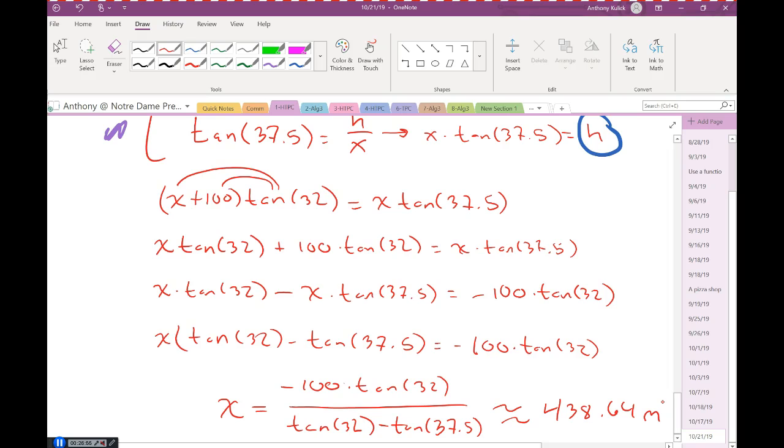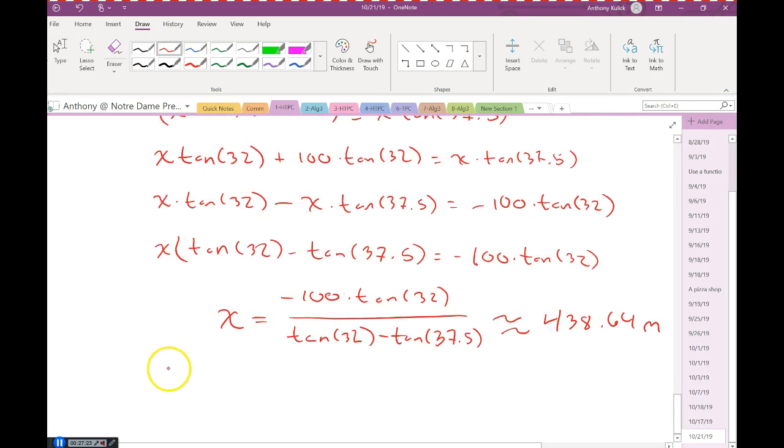But remember, what are we looking for in this problem? We want the height of the Eiffel Tower, was what we were asked for. Is x the quantity we're really looking for here? No. What are we really looking for? H. How would I find h? I can just plug this back in, right?